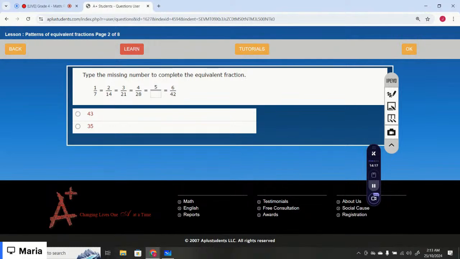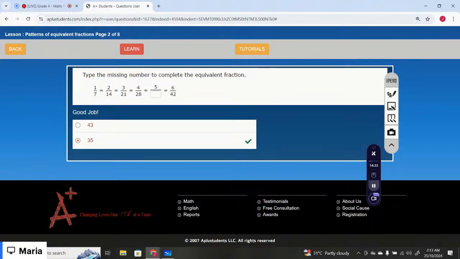That is 5 times 1 is 5. 5 times 7 is 35. Very good. Option number 2 is the correct option. Very good.